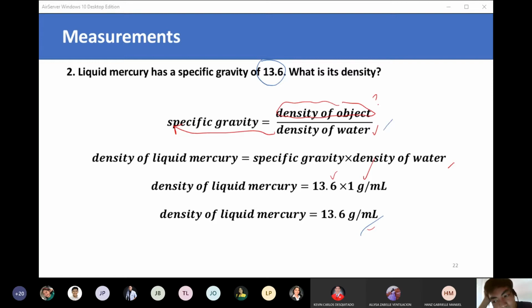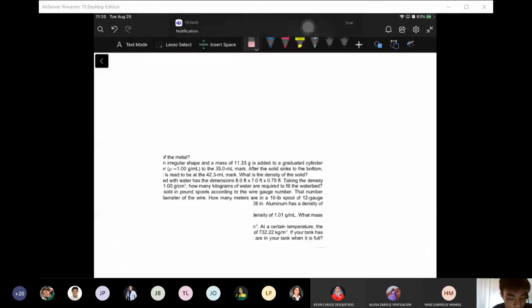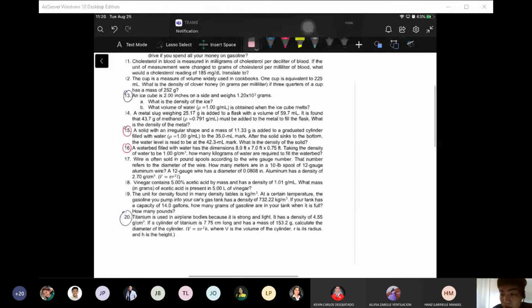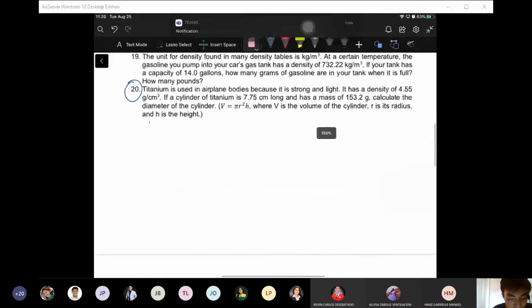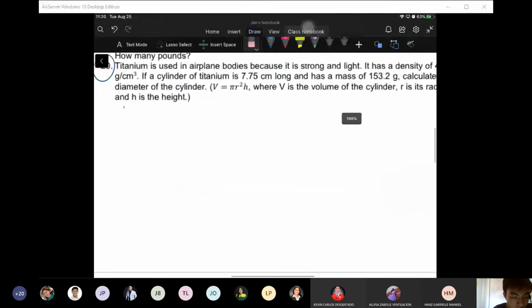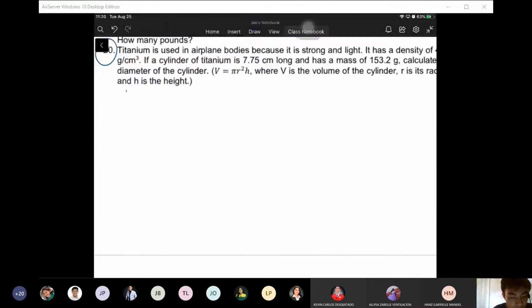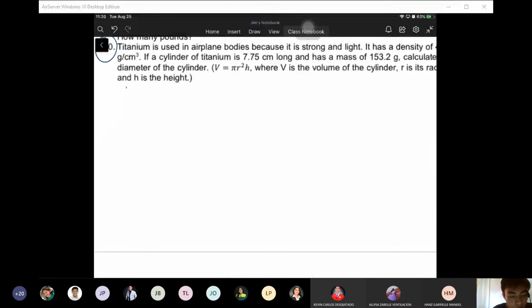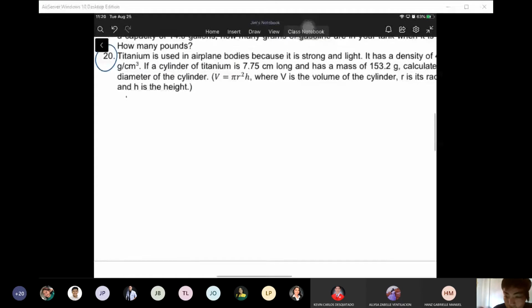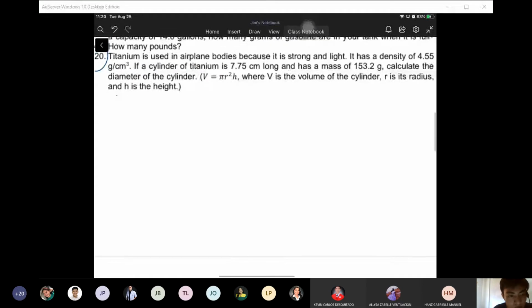Okay, sige. So, pag wala pa, let's proceed with our worksheet. Let's try to answer our worksheet for us to practice all those ideas that we already know. Okay, practice tayo. So, number 20 in your worksheet. If you don't have one, you can screenshot this screen.